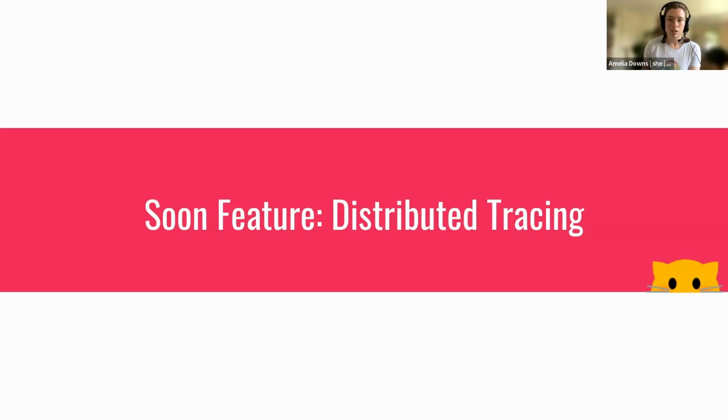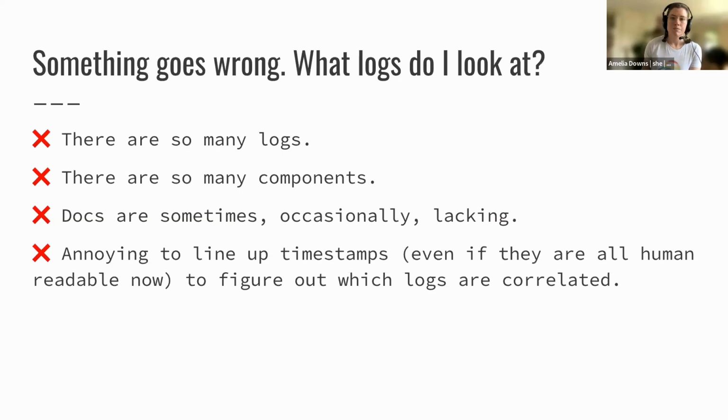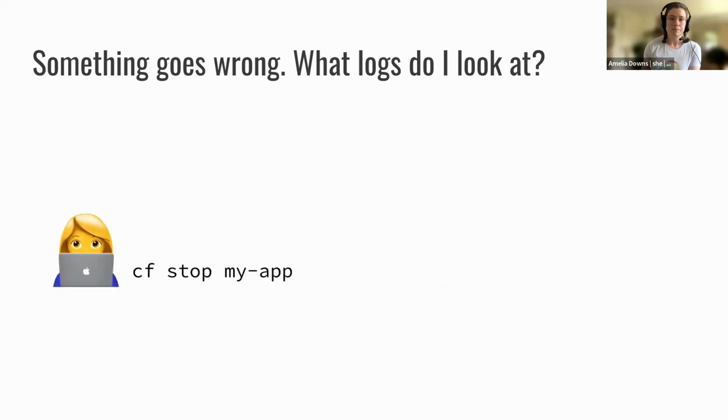Another feature that's coming soon that I'm excited to tell you about is distributed tracing. So let's say something goes wrong. How do you know what logs to look at? There are so many logs and so many components, and occasionally, perhaps the docs are lacking, and it's annoying to line up timestamps amongst those many logs to try to figure out which logs are relevant, even though those timestamps are now all using the same human-readable timestamp format. So what logs do you look at?